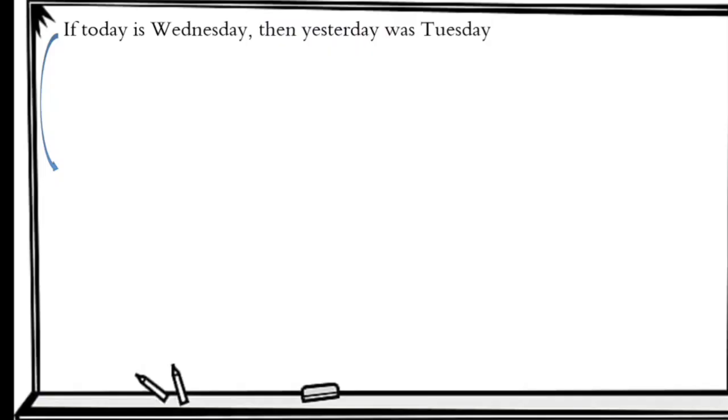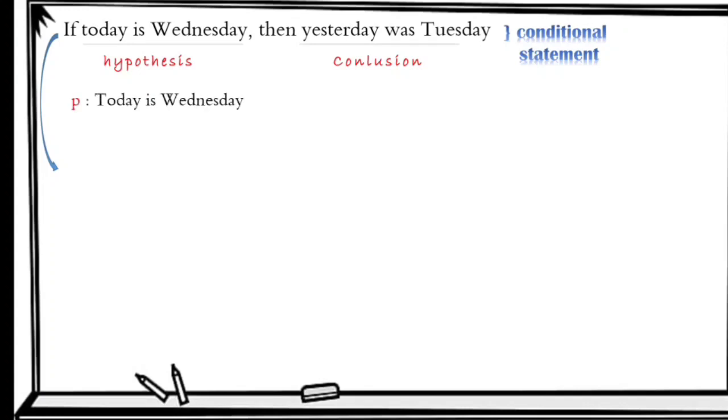Here we have a statement like this. If today is Wednesday, then yesterday was Tuesday. The statement is called a conditional statement, in which the part "today is Wednesday" is the hypothesis, and the part "yesterday was Tuesday" is the conclusion. We can note the hypothesis part as P and the conclusion part as Q. So, from this conditional statement, P is "today is Wednesday" and Q is "yesterday was Tuesday."